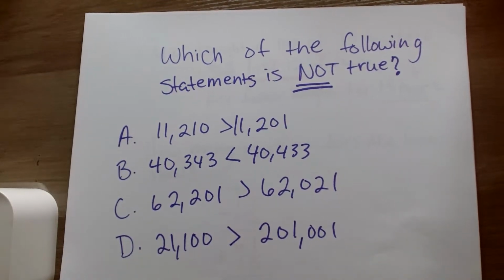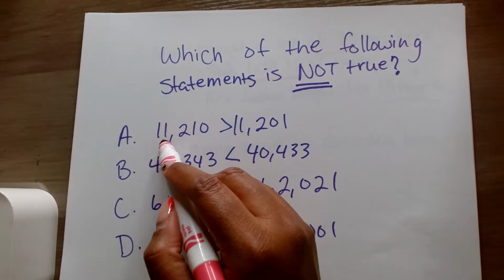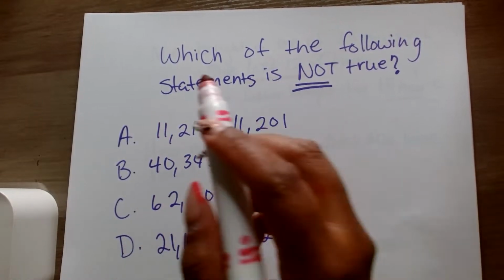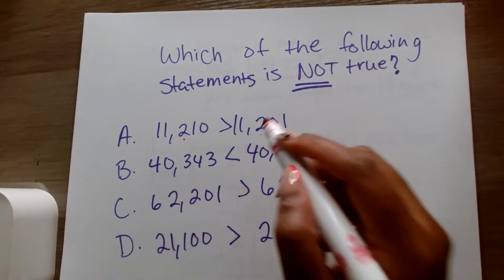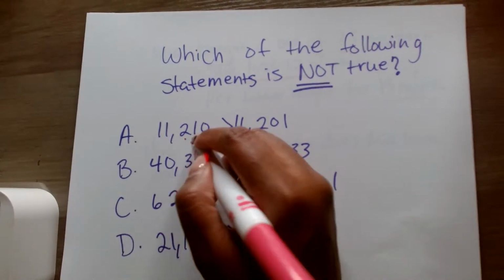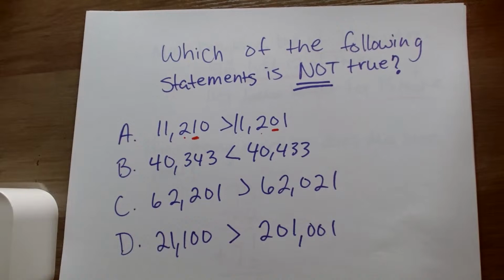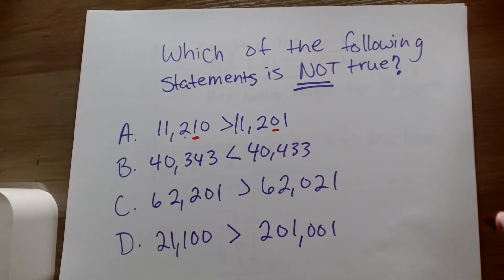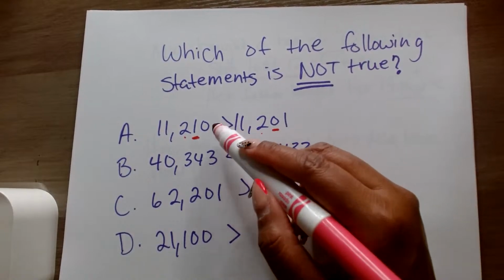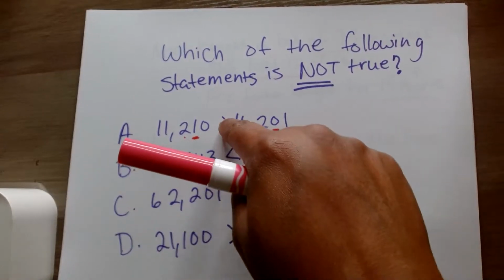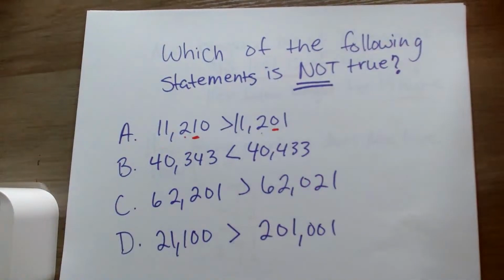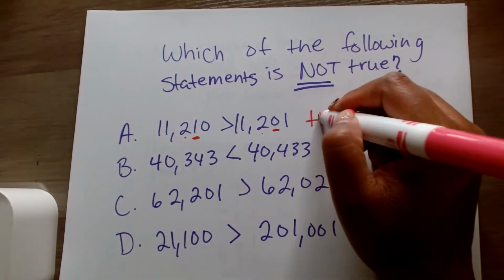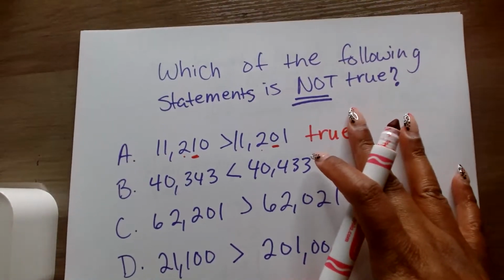So we're going to be looking at our place value. So we want to start at the beginning. We have 11,000 here. We have a 2 in our hundreds place here. It is not till we get our tens that we can actually compare. So we have a 1 in our tens on this 11,210, and we have a 0 in our tens for 11,201. So this is correct. 11,210 is greater than 11,201. So this is true.